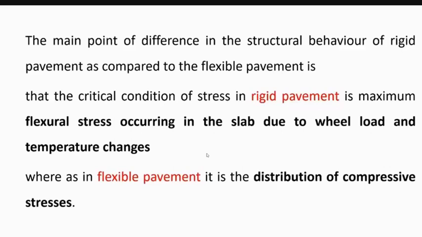And in flexible pavement, that is distribution of compressive stresses. That is the main stress, means that is compaction just below the wheel load. And in case of rigid pavement, that is kind of slab action. And in slab action, when you come across, tensile stresses are developed, and apart from that, temperature variations need to be taken care.